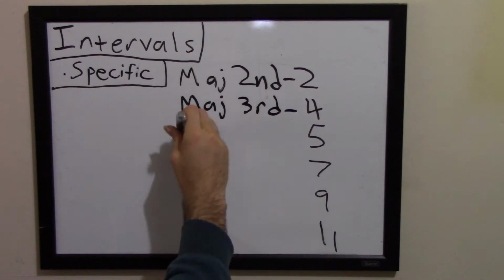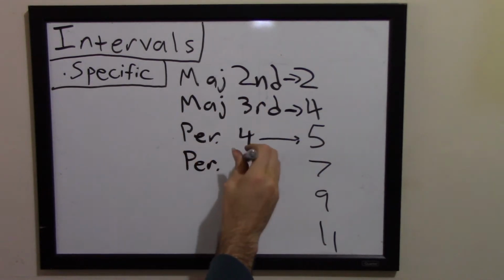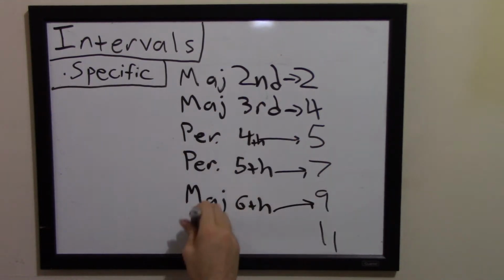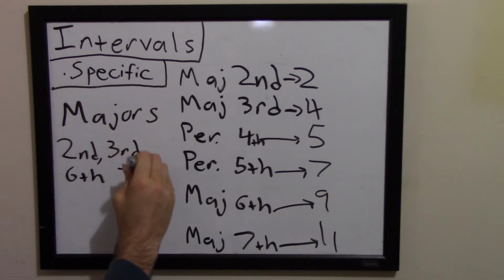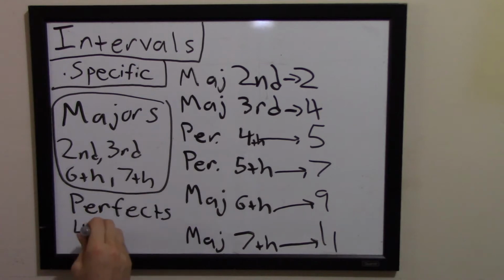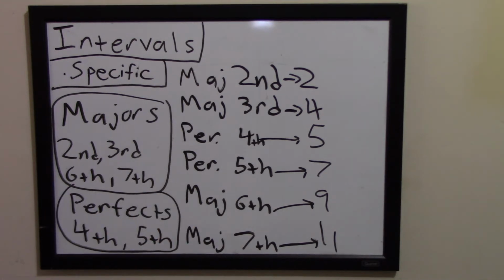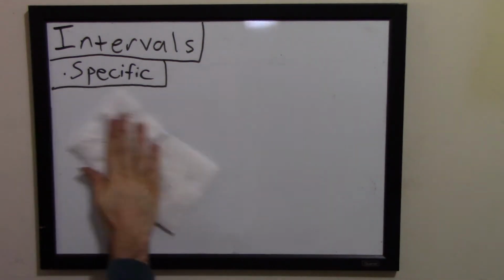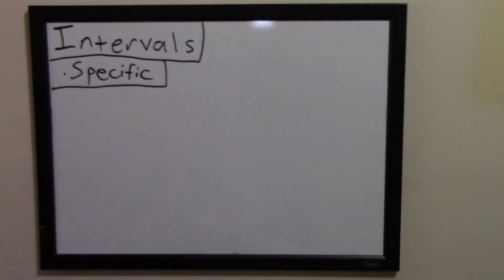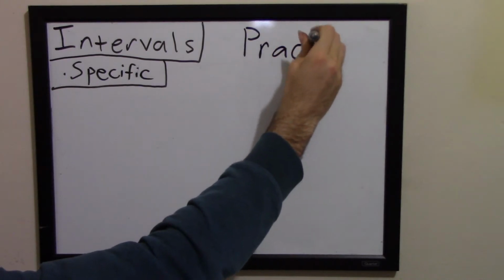That will give you a major second, a major third, a perfect fourth, a perfect fifth, a major sixth, and a major seventh. 2, 3, 6, and 7 are majors. 5 and 4 are perfects. I guess perfects is a word. So before we move on to the other types of thirds and fourths and fifths and whatnot, let's do a little bit of practice with just the majors and the perfects.